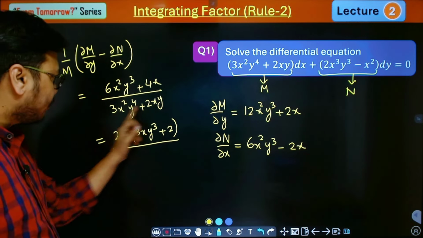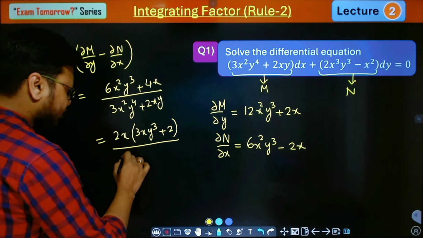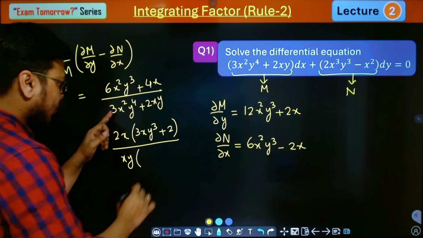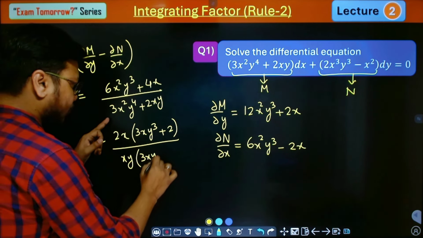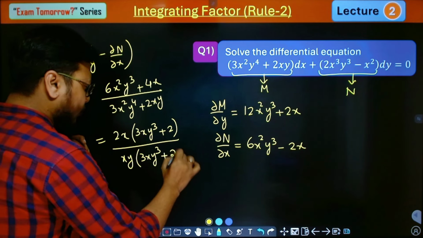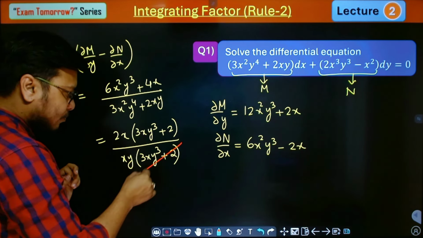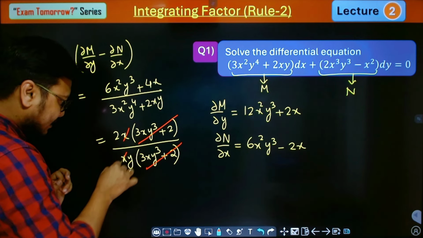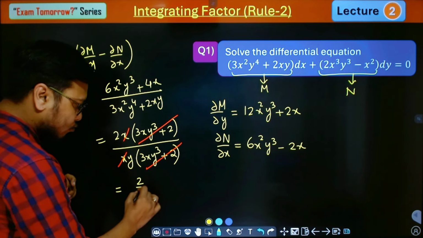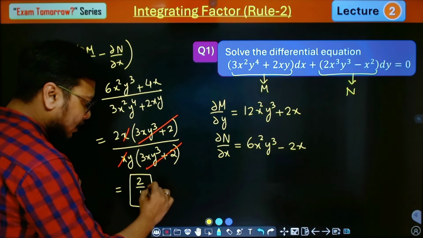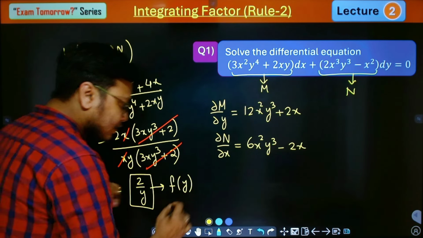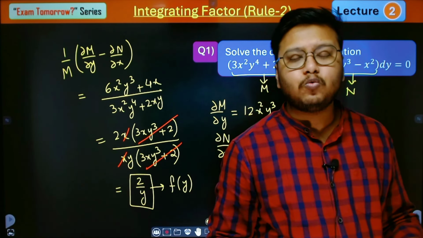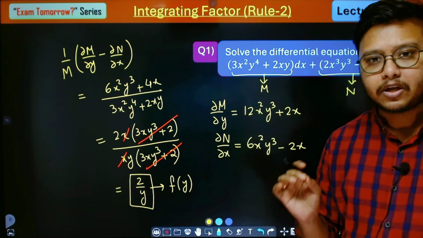And from the denominator, if I take xy common, I'm going to be left with 3xy cube plus 2. So you can see 3xy cube plus 2 is getting cancelled from numerator and denominator. 1x is getting cancelled. I'm left with 2 upon y, which is a function of y. So that means rule number 2 has been satisfied, right?